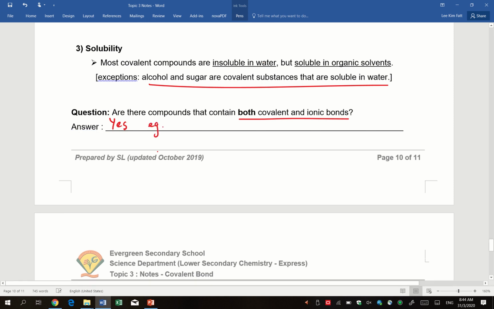So I can give you an example. One example will be something like SO4 2-. This ion SO4 2- is able to form an ionic bond with another positive ion, and at the same time, it has covalent bond between your sulfur and oxygen atom.